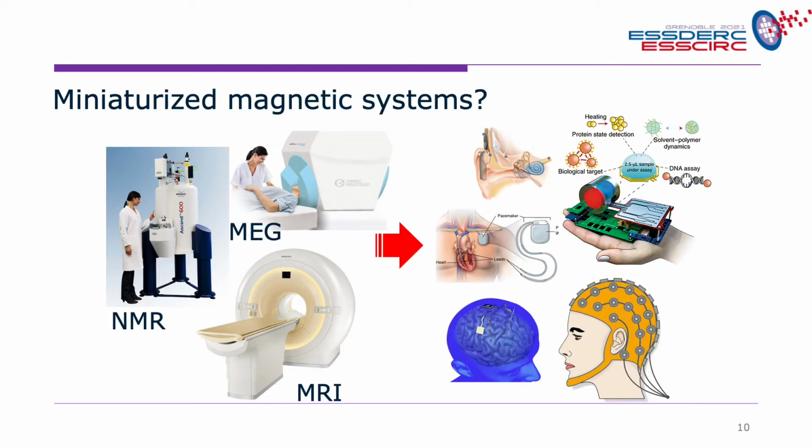The whole aim of this lecture is to explain why magnetic sensors need to be miniaturized. Magnetic systems in medical applications have been used widely for nuclear magnetic resonance, magnetoencephalography, MRI, and different applications. However, one of the future directions is to miniaturize them to be used as portable, wearable or implantable devices.